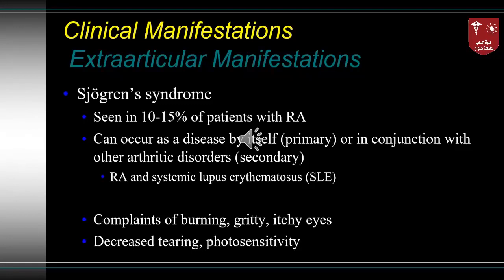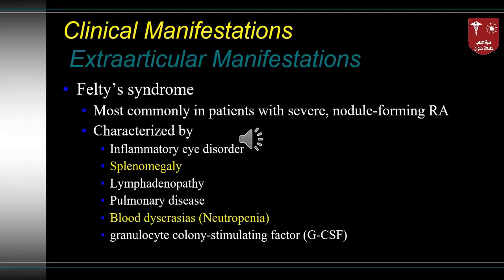The second one was the Sicca syndrome that comes with dryness of the mucous membrane, mainly of the eye, and the patient comes complaining of a burning and gritty sensation and sometimes itching of the eye. And it usually presents with decreased tearing and photosensitivity. Photosensitivity means sensitivity to light.